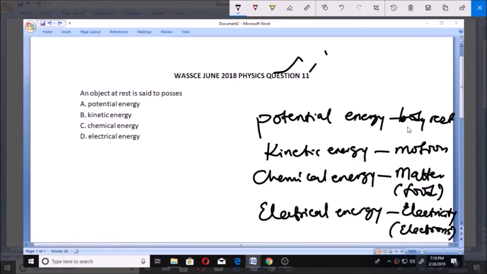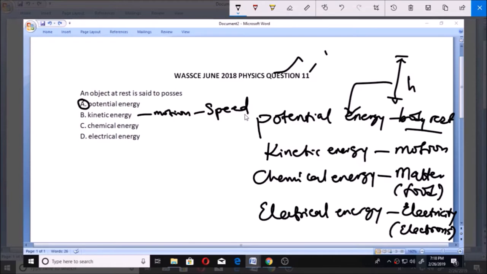So the one that is for a body at rest or due to height, displacement from a particular point, is what we call potential energy. And that is the answer to this problem. An object at rest is said to possess potential energy. If they said object in motion, or object traveling from place to place with a speed, whenever you hear the word speed, moving with a speed, you know it's kinetic energy.